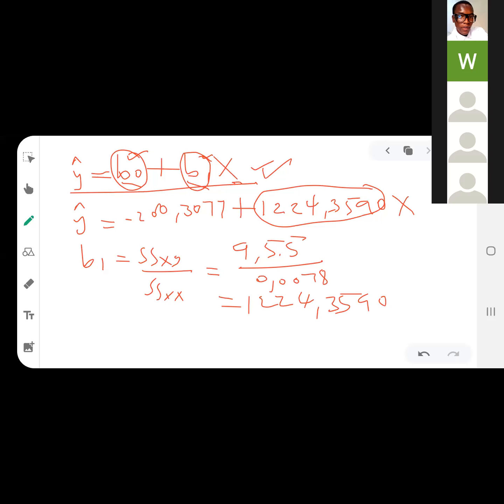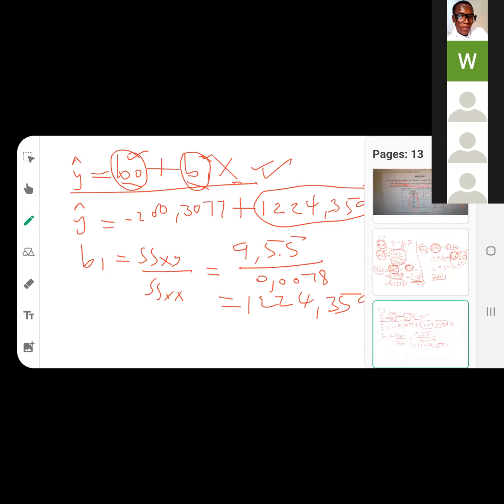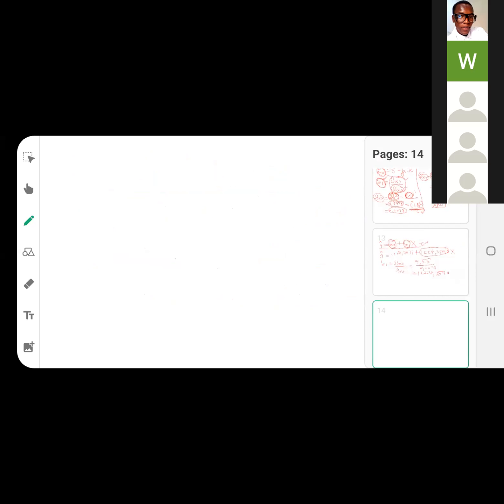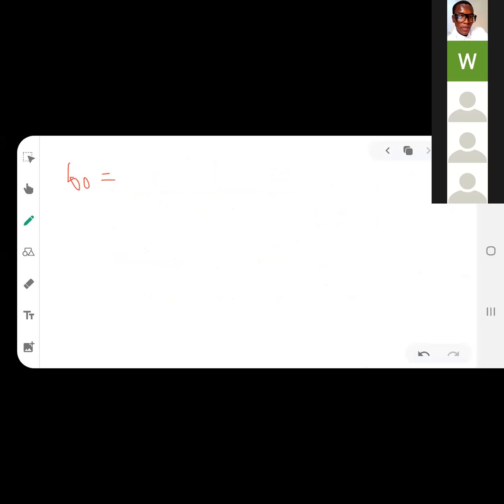Now let's calculate B naught. B naught is equal to Y bar minus, never make a mistake with this sign. This one will always be minus. It will not change. B1 times X bar. This is Y, remember, Y bar.